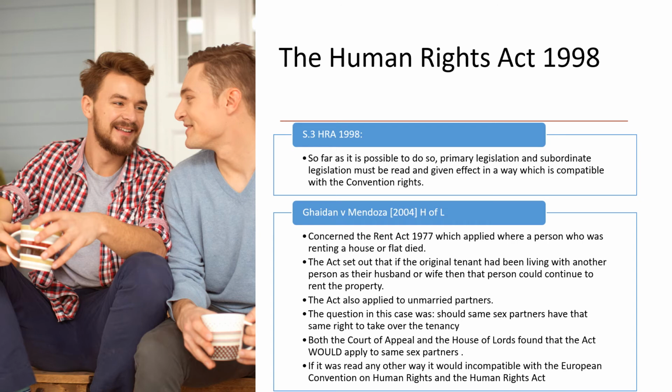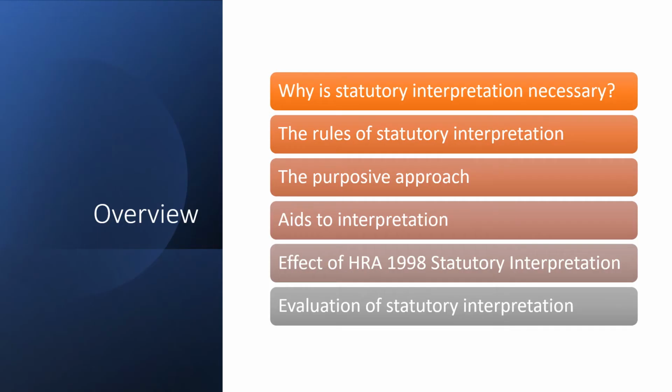Now, bear in mind, this is before much modernisation of the law, even from 2004. Both the Court of Appeal and House of Lords found the Act would apply to same-sex partners. There was no other reason that it shouldn't. If it was read any other way, it would be incompatible with the European Convention on Human Rights and the Human Rights Act. And so they found that the person in question could continue to rent the property. So that then is the effect of the Human Rights Act of 1998.